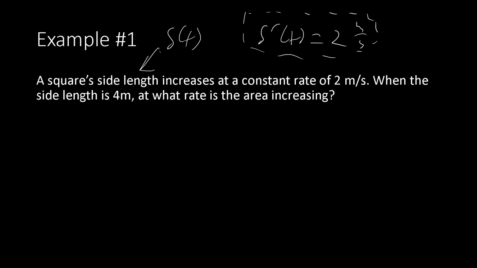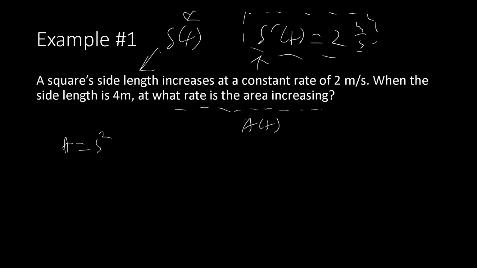Okay, when the side length is 4 meters, at what rate is the area increasing? Okay, so we're given the side length, which means we're going to be given s of t and s prime of t, right? And we're looking for the rate at which the area is increasing. Well, we know that our area can be represented by A of t, right? We need to find a relationship between A of t and s of t. What is that relationship? Well, as you can imagine, since we have a square, A of t is going to be equal to s squared of t. So A equals s squared.